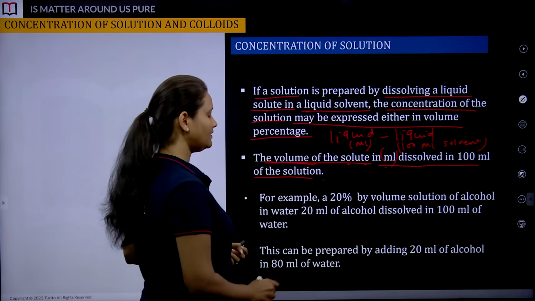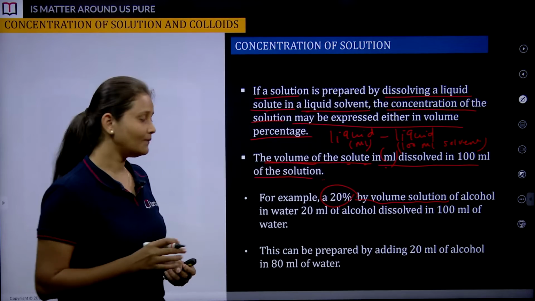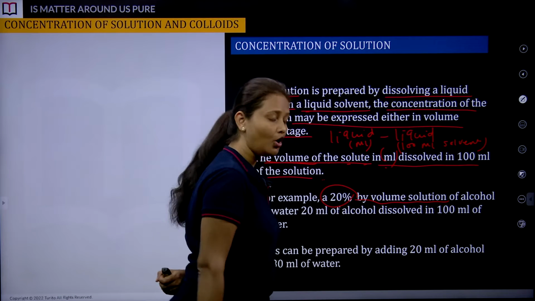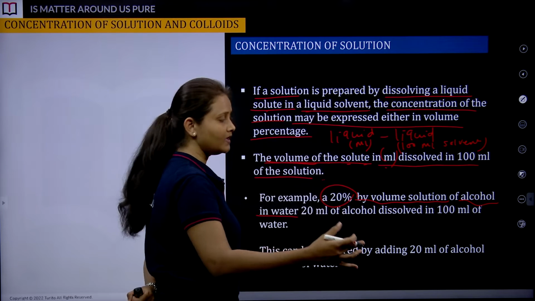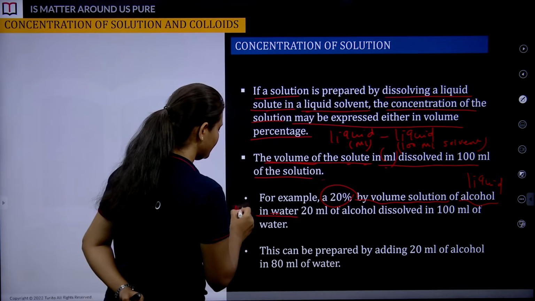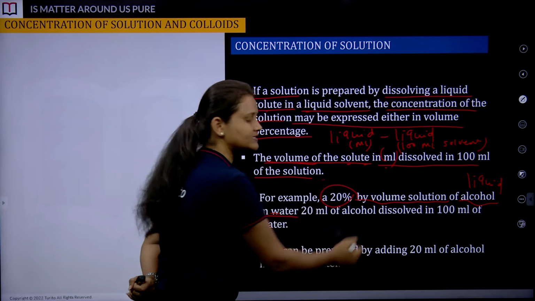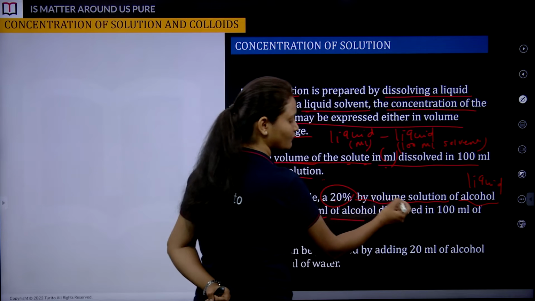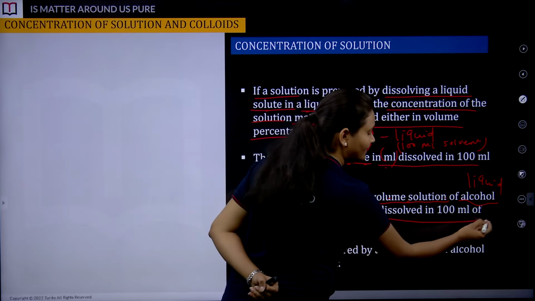For example, we are having a 20% by volume solution. So students, always focus on what kind of concentration they have asked or they have prepared. It is a by volume solution of alcohol in water. It's volume by volume. Alcohol is liquid, getting dissolved in water, which is liquid. So what kind of solution is it? Liquid in liquid. Correct. So it's 20% by volume. 20 ml of alcohol dissolved in 100 ml of solution.